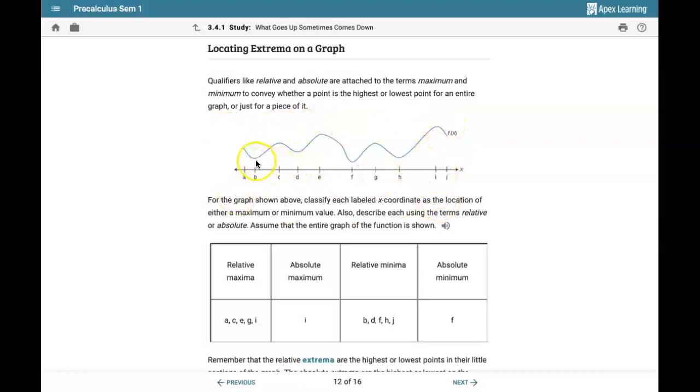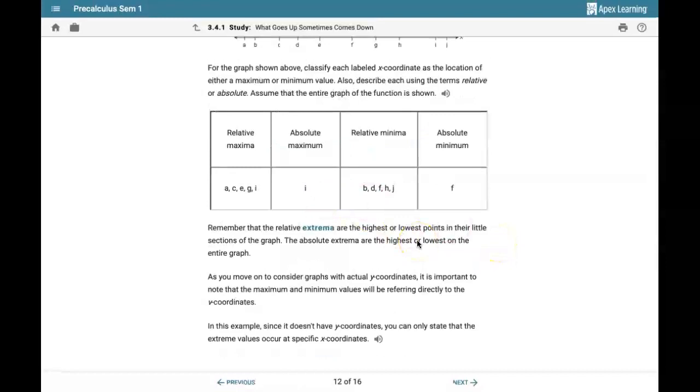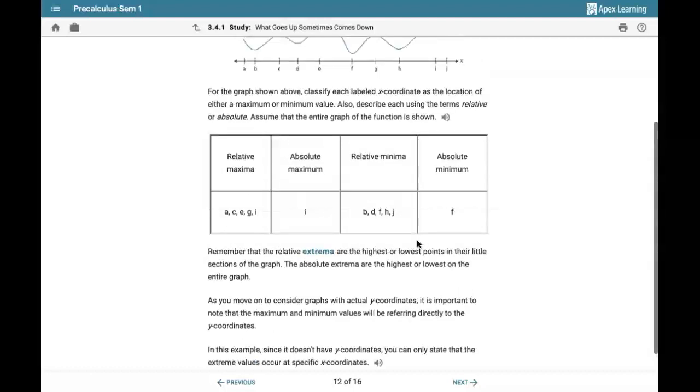Okay, same thing with the relative min. I've got a min at B, D, F, H, and J. Sorry, F, H, and J. All right, and the absolute minimum, the absolute lowest point here is F, right? The absolute lowest point there is F. Okay, and again, remember, extremas are the highest or lowest points in their section of the graph. Okay, and you got to consider x and y coordinates when you're looking at both of these.